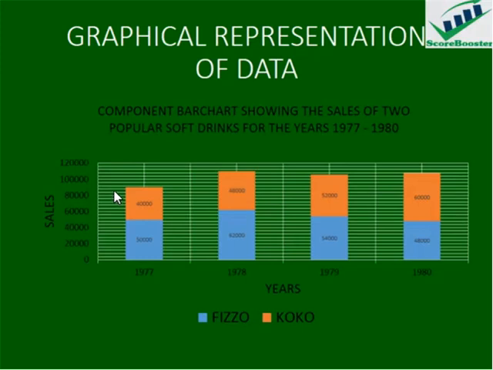34,000. 34,000 plus 4,000 we give 38,000. And here we have 2,000, which we give 40,000 for Cocoa. So that is how to construct a component bar chart. So for here, we also do the same.